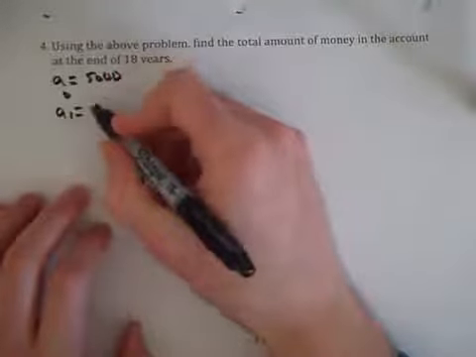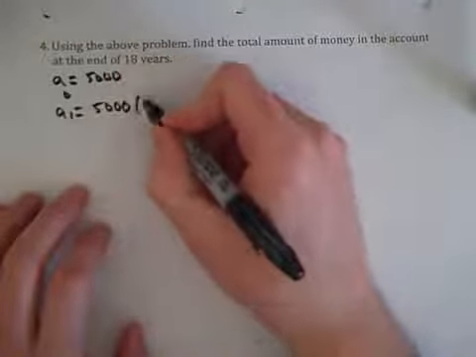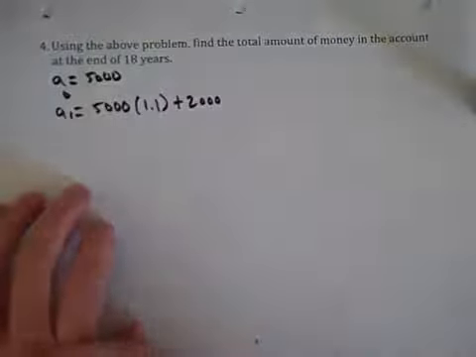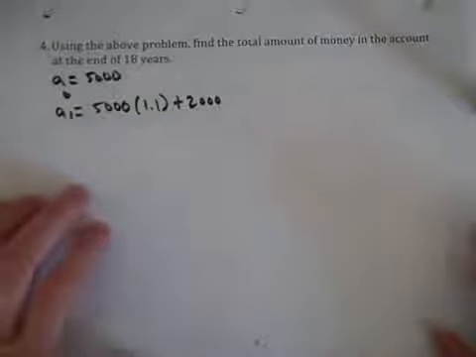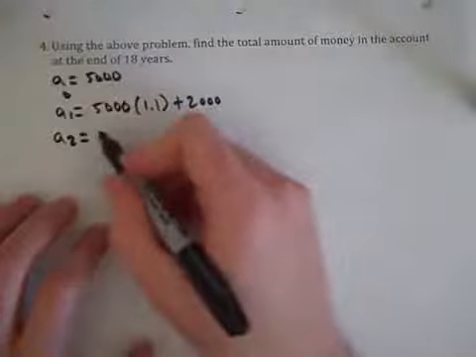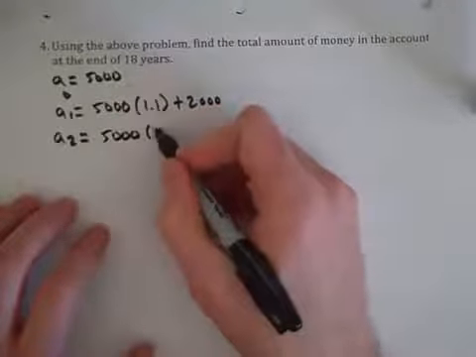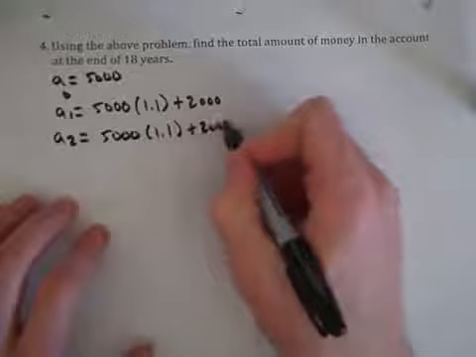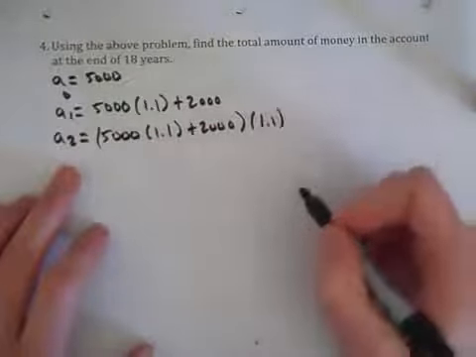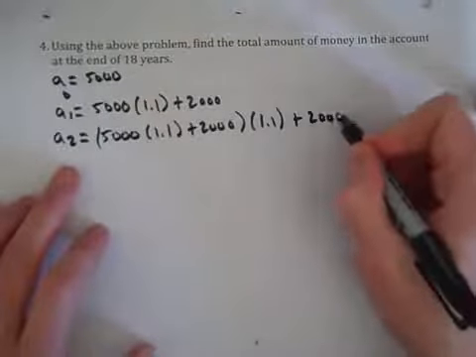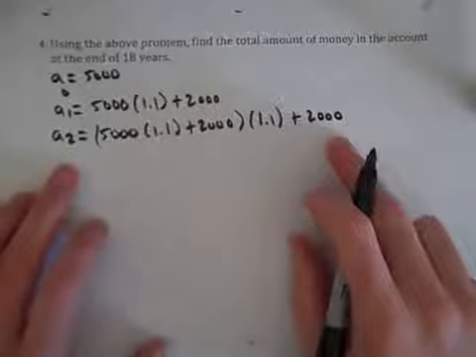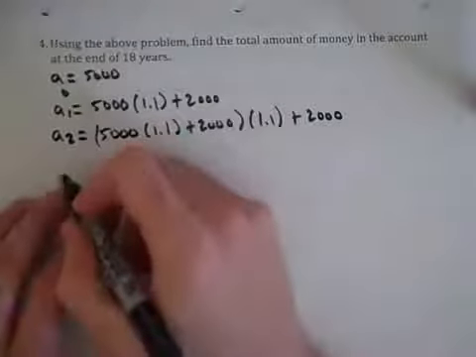We know that at the end of 1 year, there's 5,000 times 1.1 plus 2,000 in the account. We know that this whole amount at the end of the second year will be multiplied by 1.1, and then we're going to add 2,000 bucks at the end of the year. This is the balance at the end of the second year. Let's do the balance for any year.